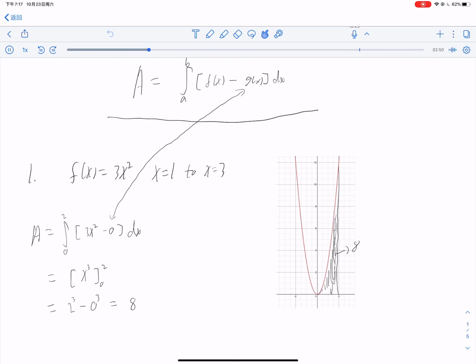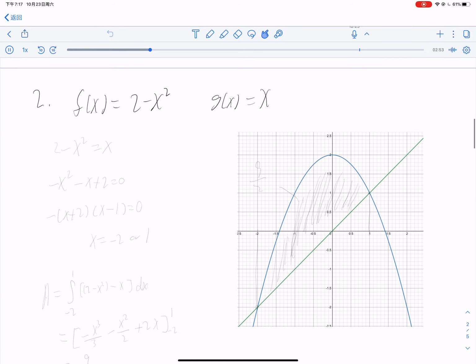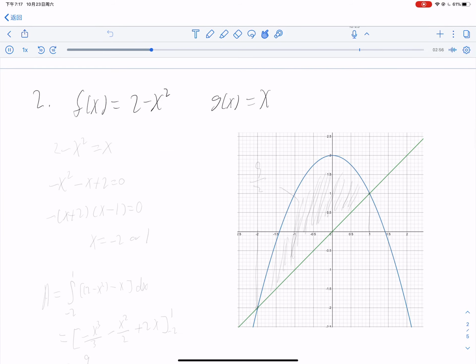Alright, so let's dive into this area between two functions formula with question 2. f of x equals 2 minus x squared and g of x equals x. And I also got the graph for you here. And here's the case when they don't tell you where the bounded vertical lines are, and you need to figure this out by yourself. Maybe they'll just give you these two functions, and you basically just need to find out how they are bounded vertically.